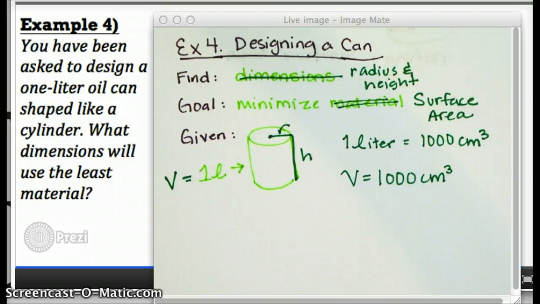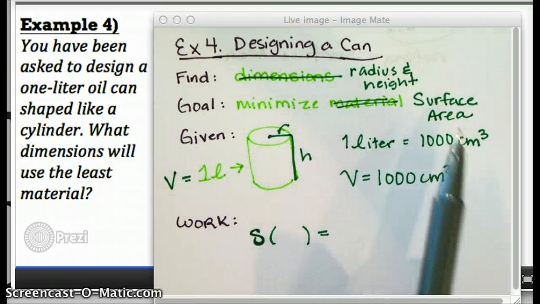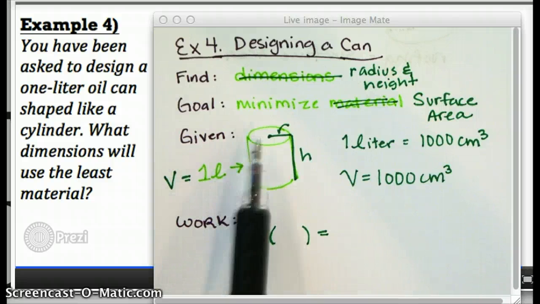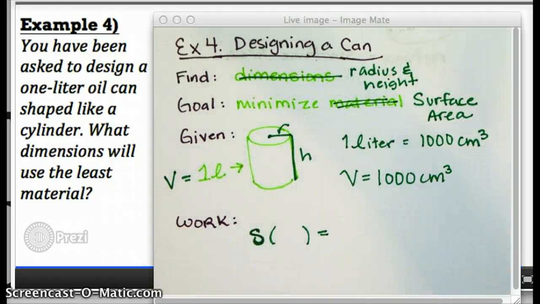Remind me again, when we're doing an optimization problem, after we've interpreted everything, what's our next step? Yes, we want to write a function whose output is the thing we're trying to optimize. In this case, that's surface area. So we need to know how to calculate the surface area of a cylinder. Remember before we talked about breaking up surface area into a bunch of pieces? I'm going to do the same thing with this shape.